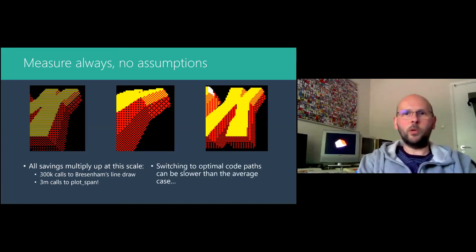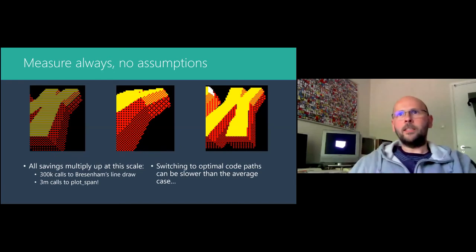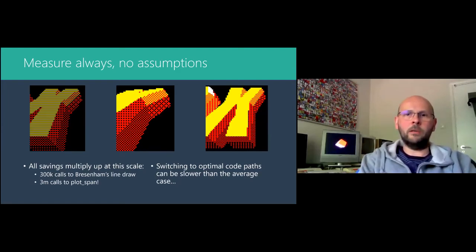What was also quite surprising, and why we had to test, is that you'd think you could come up with different code paths for different optimal situations on screen, but quite often, because you're calling these functions so frequently, the amount of time it takes to detect that different code path and jump to it is actually slower than just having an average case routine instead.